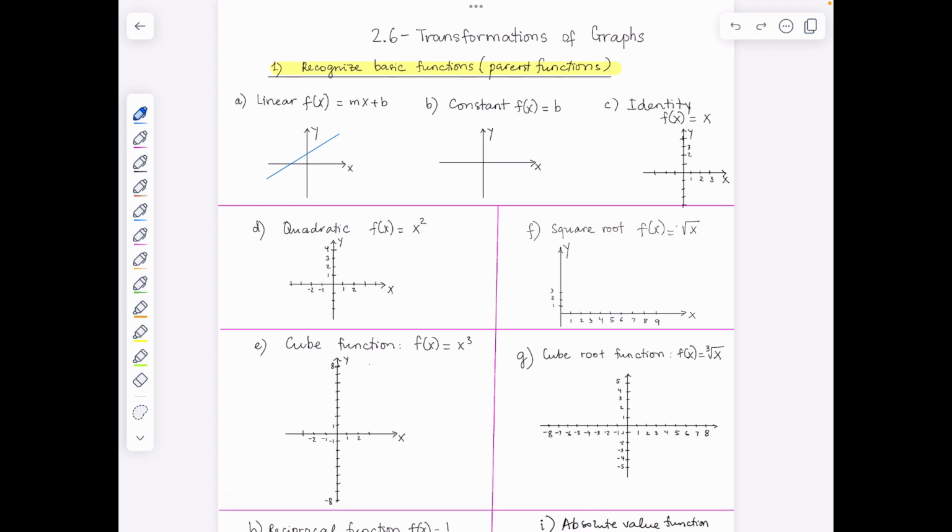Now, among linear functions, we also have the constant function, which is a special scenario. A constant function always has the form f of x is equal to b, or y is equal to b. What it means is y is always equal to a constant. In that case, you should expect to have a horizontal line as the graph.